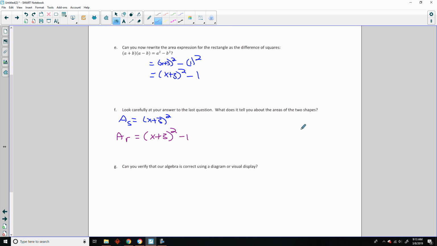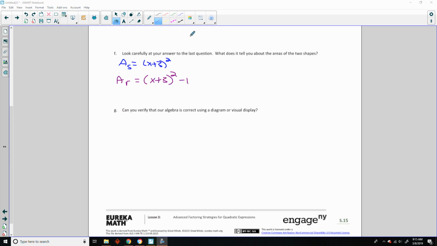All right? So it tells us that the area of the rectangle is 1 unit less than the area of the square. So they are not equal just by adding 1 to one side and subtracting 1 from the other. So then it says, can you verify that our algebra is correct using a diagram or visual display? Okay, so this is going to be hard to draw, but I'm going to do the best.